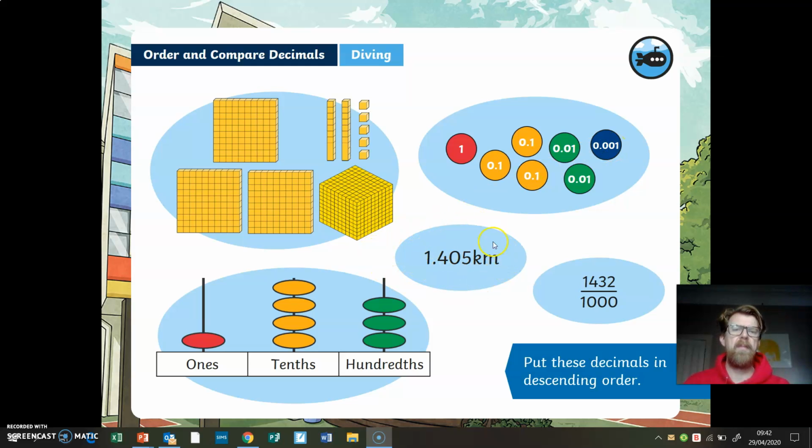Here we can see 1.405 kilometers, and over here, what have we got? We've got a fraction, and some of you remember what that is called. Tell the person next to you, what sort of fraction is that? That's right, it's an improper fraction. And over here we've got a visual of 1 one, 1, 2, 3, 4 tenths, and 1, 2, 3 hundredths. So let's see if we can work it out, or if we got it correctly. So I'm going to just go through.